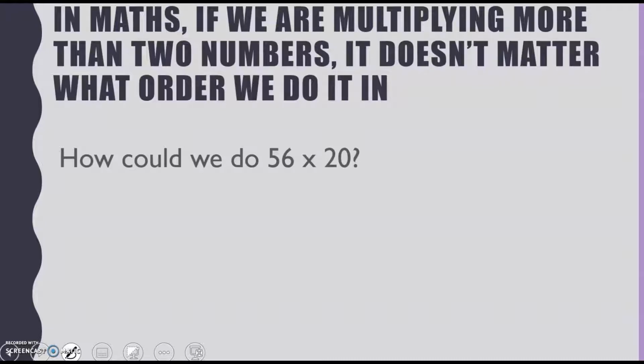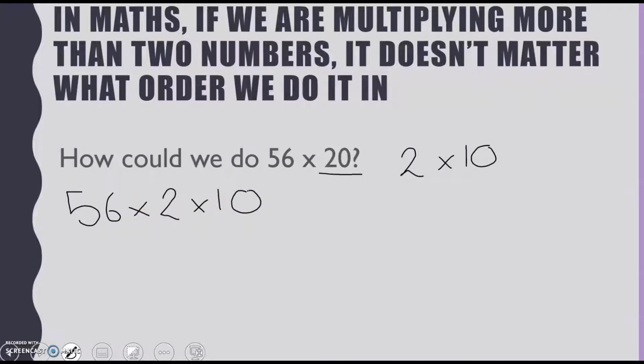Now you're maybe looking at this and thinking, there's only 2 numbers here, Miss Somerville, and we are talking about multiplying more than 2. Well, I can think of my 20 here as 2 lots of 10. So really the sum I'm being asked to do is 56 times by 2 times by 10. So I would break this down into 2 sums then. I would first of all start with the 56 times by the number at the start of my multiple of 10, which is my 2 here. So 56 times by 2.